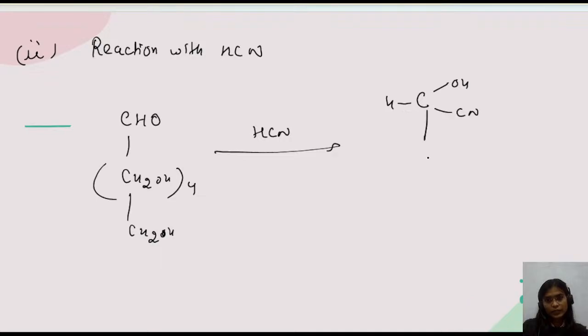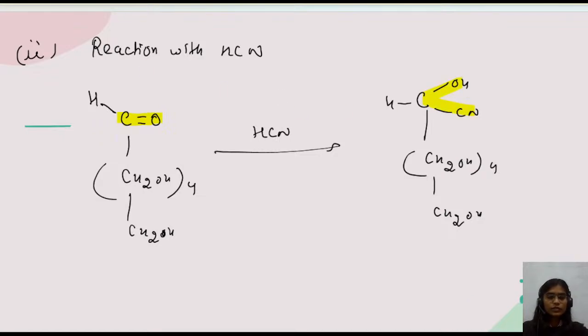And then CH2OH, four times, and this is a CH2 and OH. So this is how we are able to confirm that. Let's write it with a double bond and hydrogen. So it is confirmed now that this is a CO group and it is converted into the cyanohydrin part.